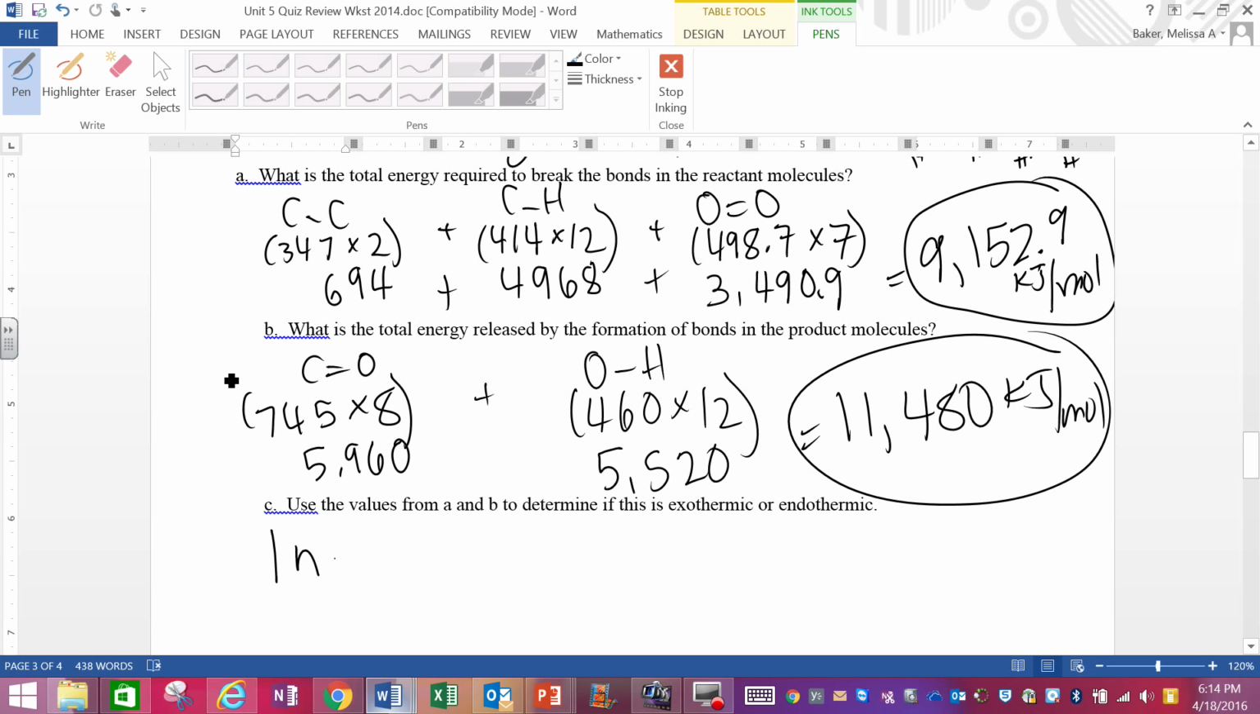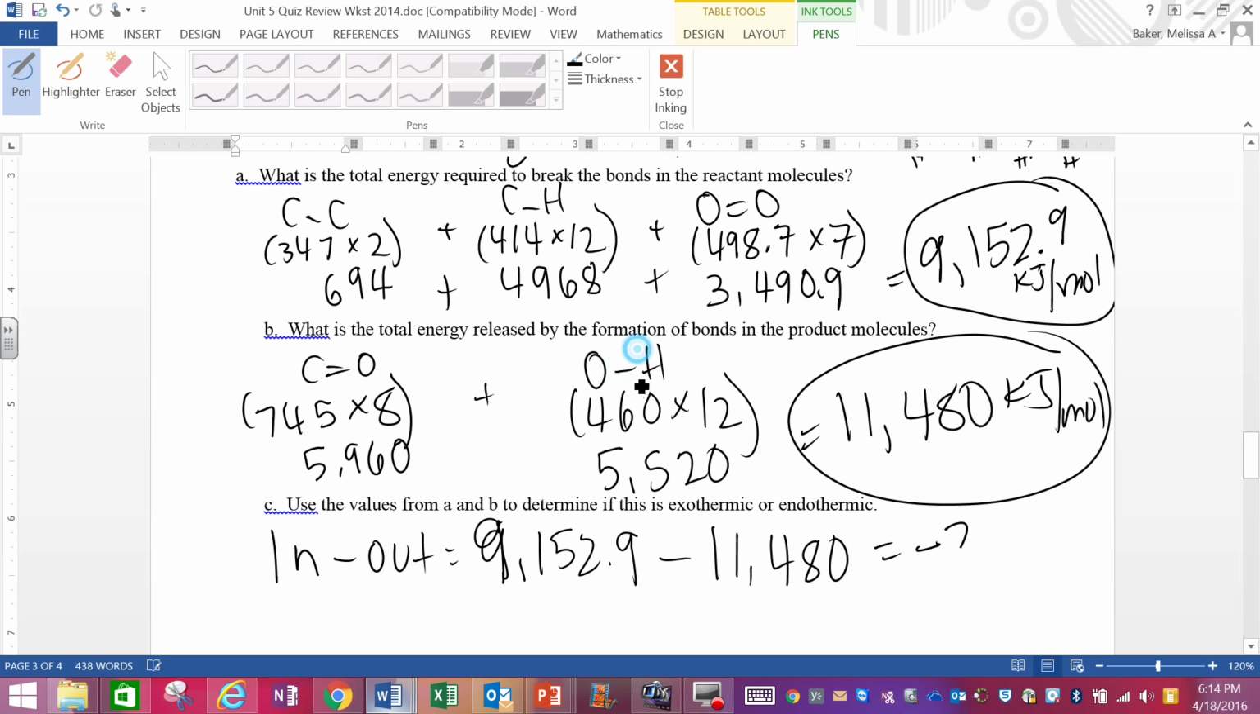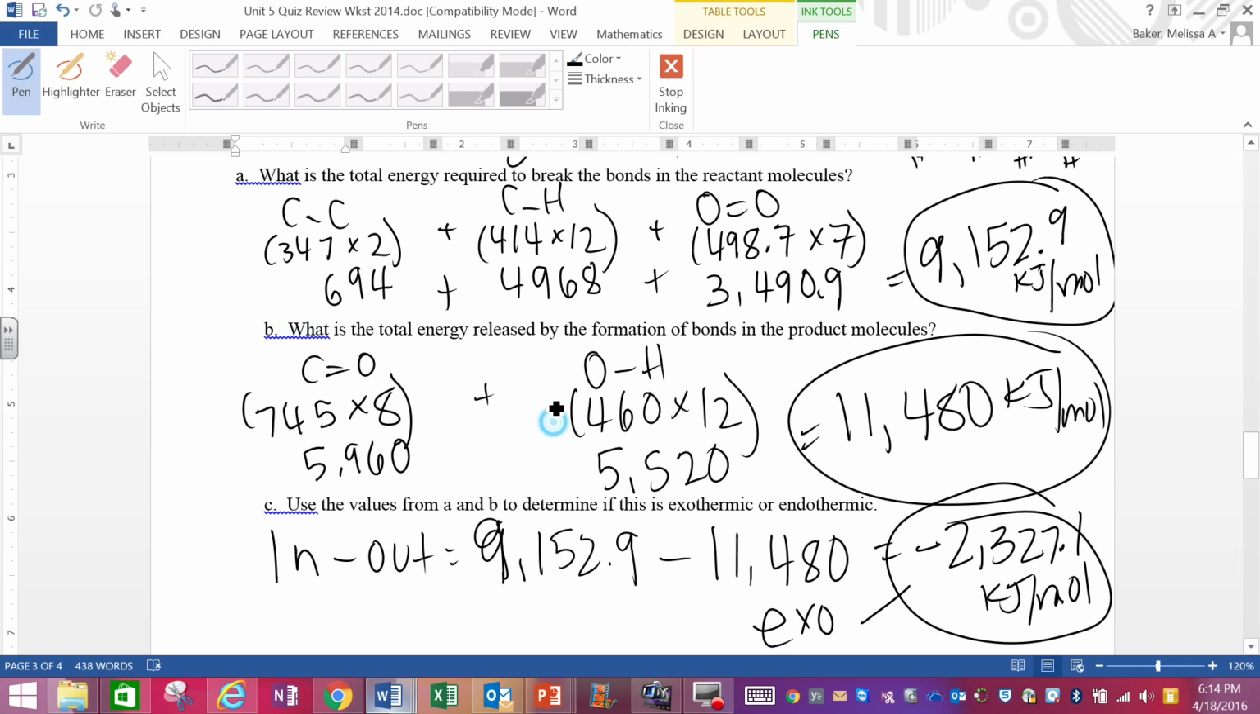You always do energy in minus energy out. So you put in 9,152.9 kilojoules per mole to break the bonds, minus the 11,480 that you're getting out, the energy released. That's negative 2,327.1 kilojoules per mole. If it's a negative number, that means energy is being released. So this is an exothermic reaction.